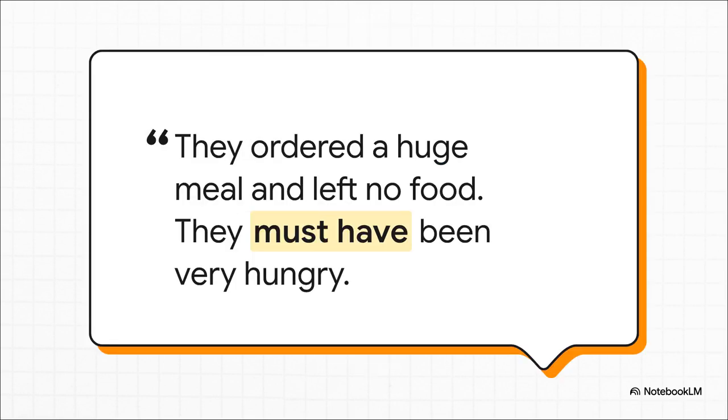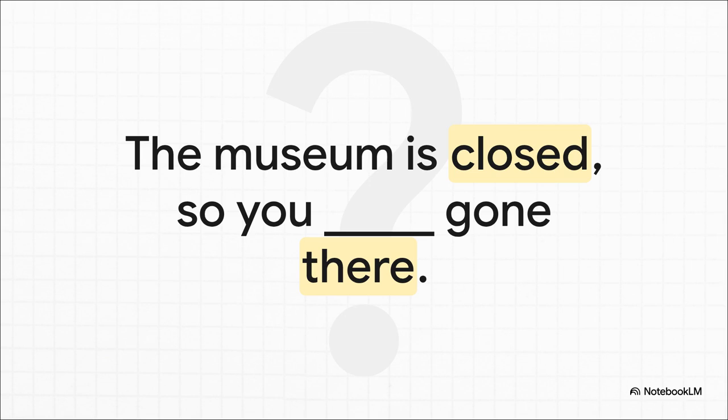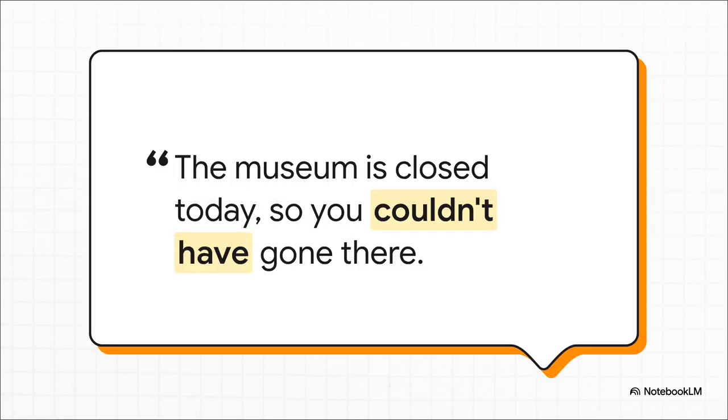This is a high certainty deduction. I mean, all the evidence points in one direction. It's really hard to imagine another reason for cleaning your plate after a huge meal. We can be almost certain they were starving. Case number 3. This one's a little different. It involves a hard fact. The museum is closed. So what does that fact tell us about the possibility of someone going there today? The only option here is couldn't have, which works exactly like can't have. Since we know for a fact the museum is closed, going there was literally impossible. There's zero doubt here. Case closed.